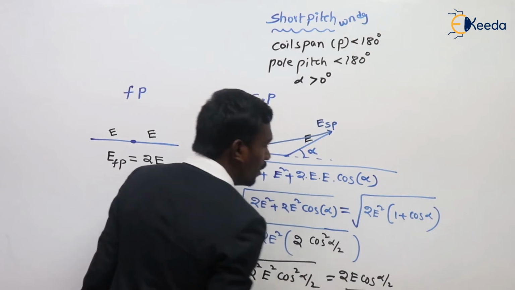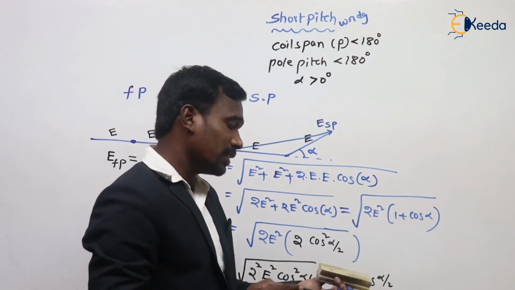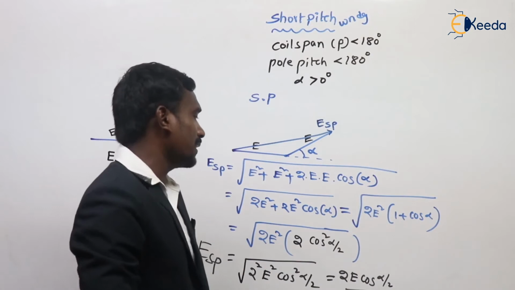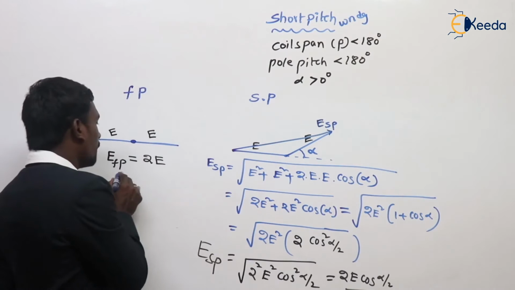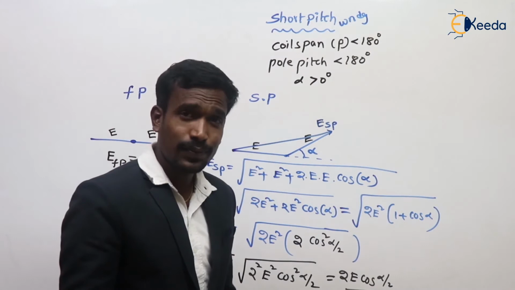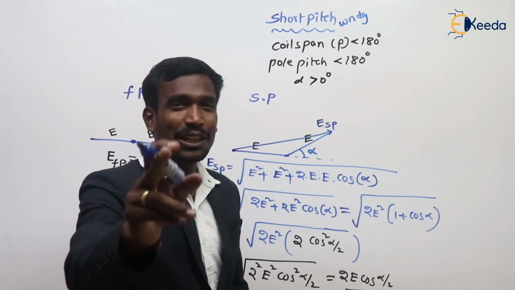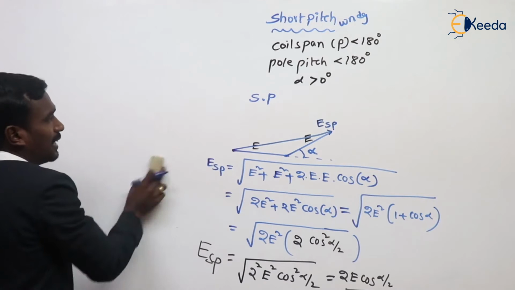Remember this. This is important for us. So the EMF developed in short pitch winding is equal to 2E cos alpha by 2. EMF developed for full pitch winding is equal to 2E for 2 number of slots. Now the very important point, KP. Now tell me, what is KP?